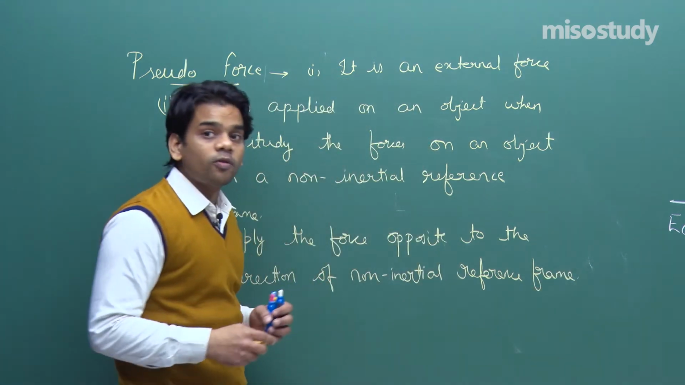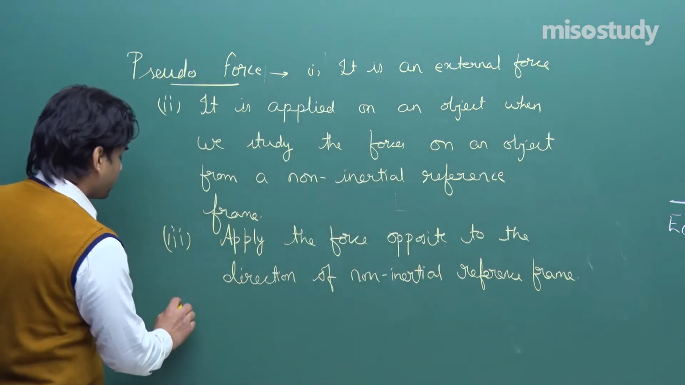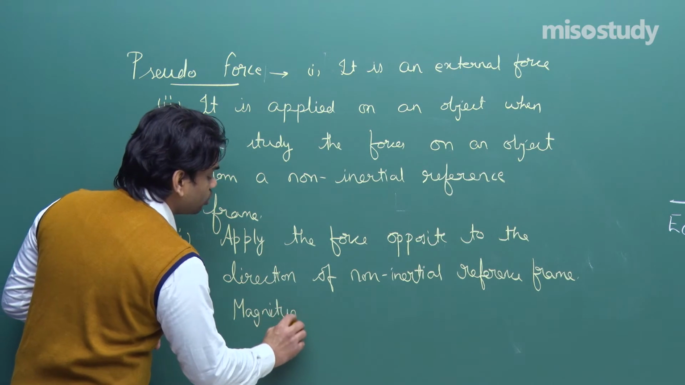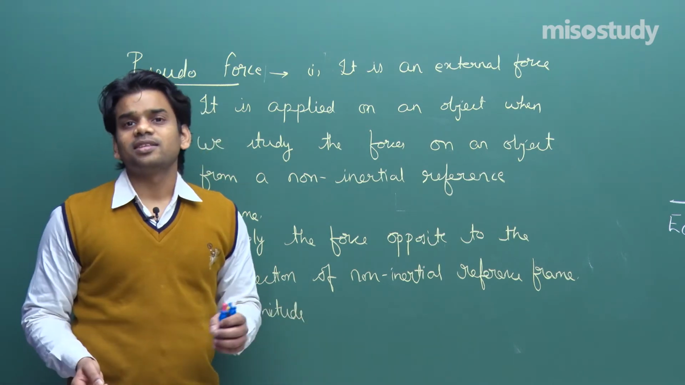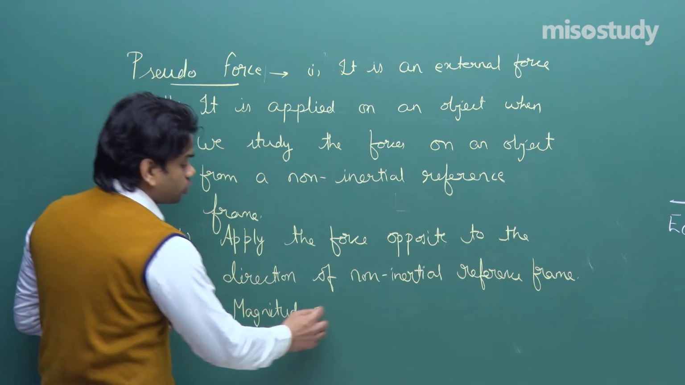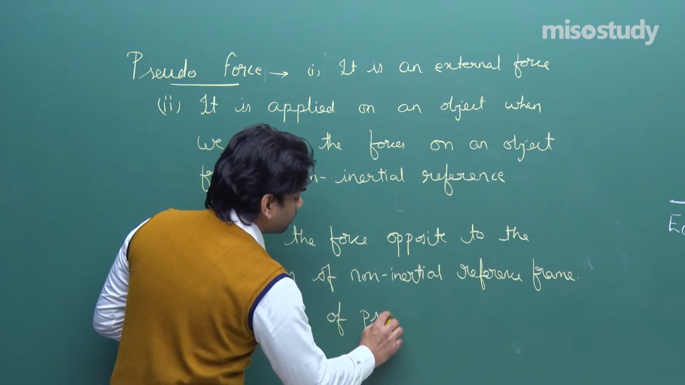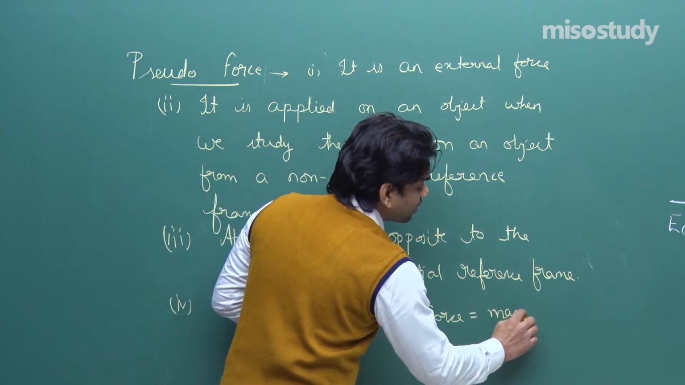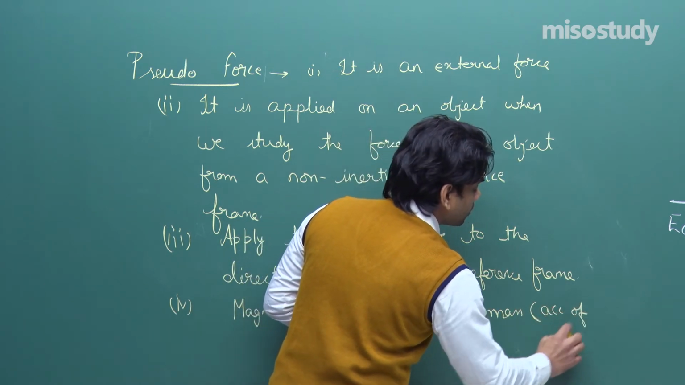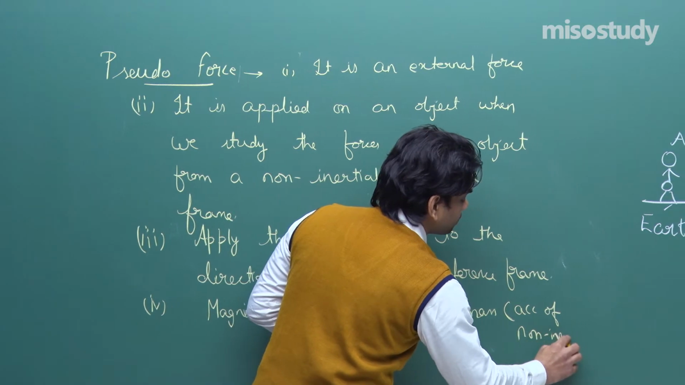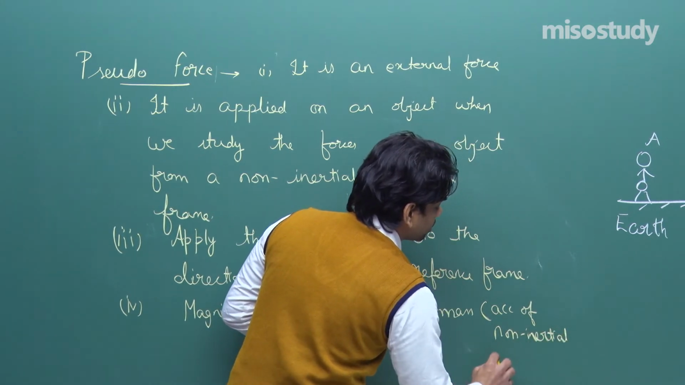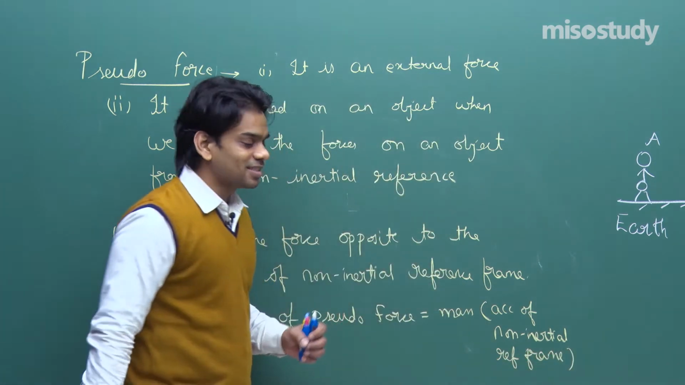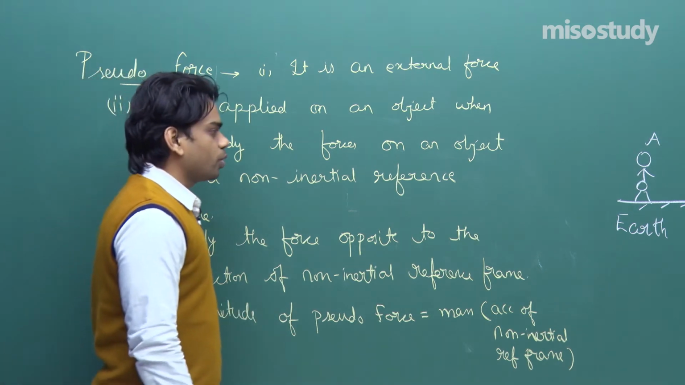Now, what should be the magnitude of the pseudo force? Just now I told you it should be equal to mass into acceleration, where the acceleration is that of the non-inertial reference frame. So the magnitude of pseudo force should simply be equal to the mass of the object into the acceleration of the non-inertial reference frame. I hope this is visible from this distance. You can mark it as m into a.